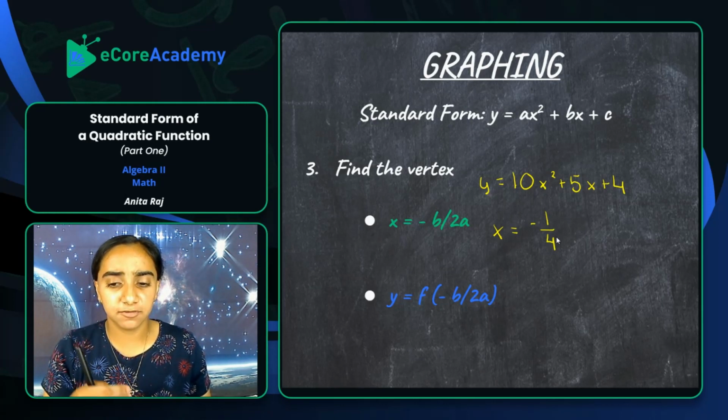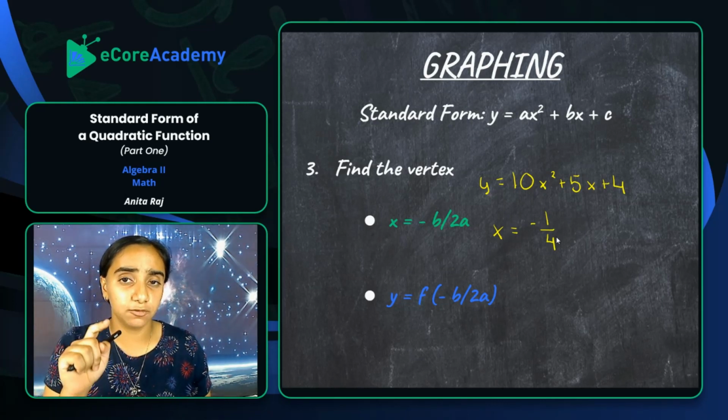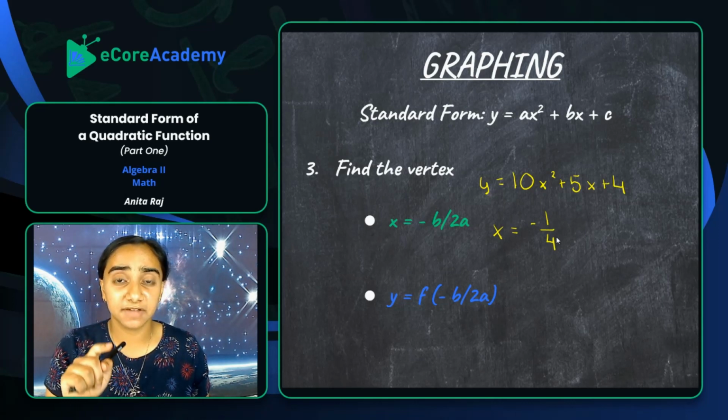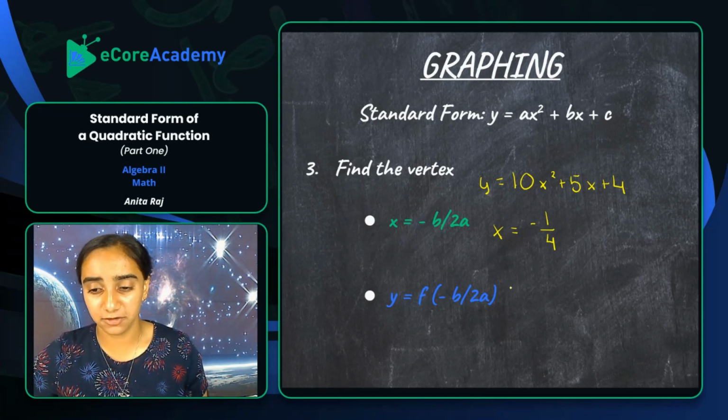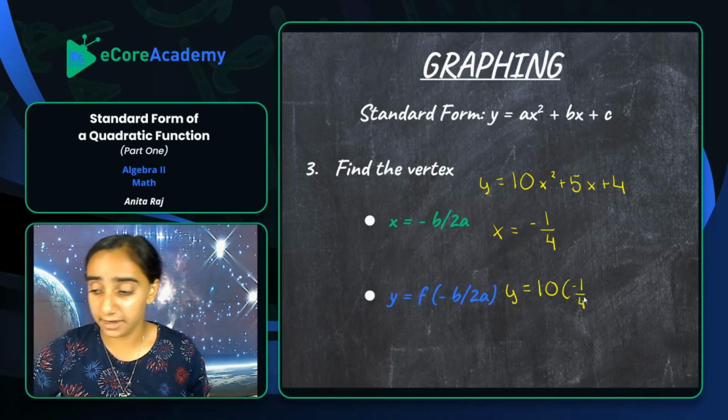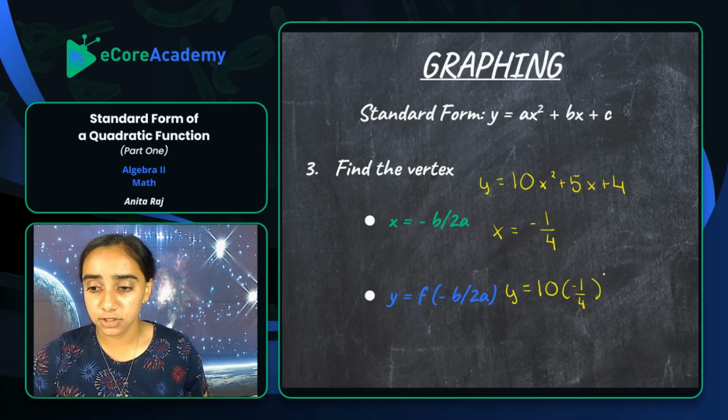So how do we find out what y is? y equals f of negative b over 2a. What does that mean? Well, we're taking the value of x, which is negative 1/4, and plugging it back into y equals 10x squared plus 5x plus 4, and that's going to give us the value of y. If you don't see this, let's work through this together, and hopefully this doesn't get too messy, because I'm working with a fraction. So y equals 10 times the value of negative 1/4, because we're substituting negative 1/4 in for x, squared, plus 5 times negative 1/4 plus 4.